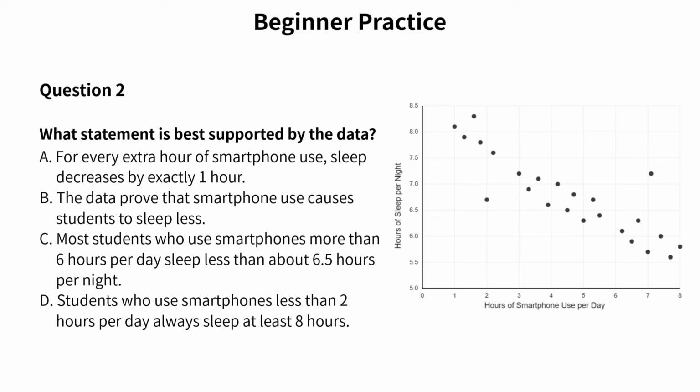Before jumping to any conclusion, pause and ask yourself one key question. What does the data actually show? As smartphone use increases, what seems to happen to sleep time? Is there a clear pattern, or just random points? Now be careful. This question is not asking why this happens. And it is not asking what will happen if someone changes their behavior. Look only at what the dots show. Do students who use smartphones more tend to sleep fewer hours per night? Or does the data claim something stronger, like cause and effect?